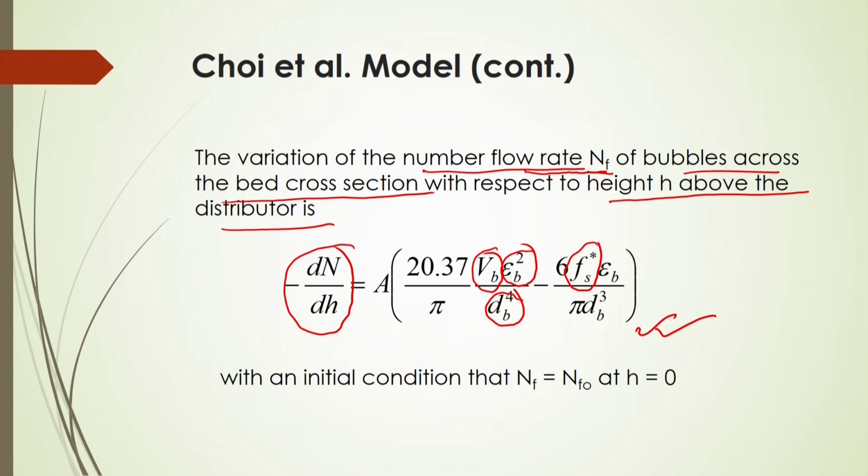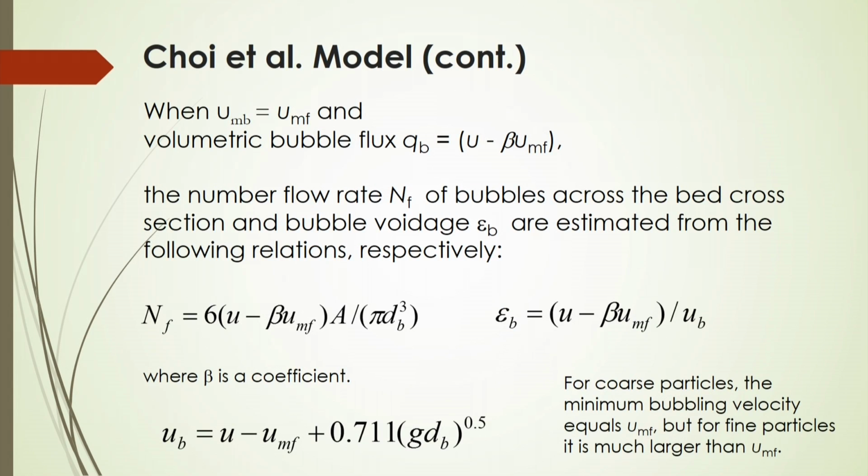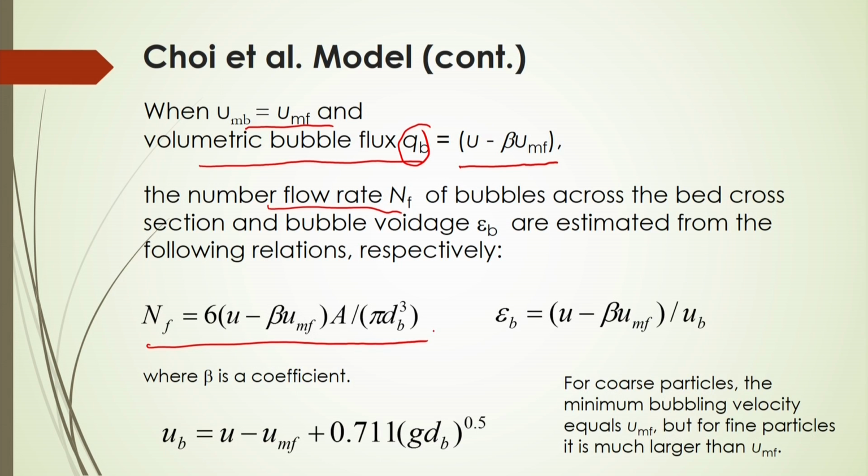Now, if you consider as an initial condition that NF will be equal to NF0 at h equal to 0, and also that the bubble rise velocity UB is equal to UMF, and the volumetric flux QB will be equal to U minus beta into UMF, then the number flow rate NF of the bubbles across the bed cross section and the bubble voidage epsilon b can be calculated from these equations. Here NF will be equal to 6 into U minus beta UMF into A divided by 5 pi dB cubed.